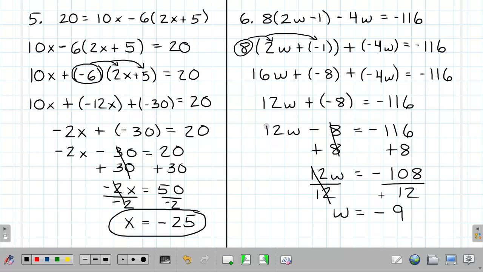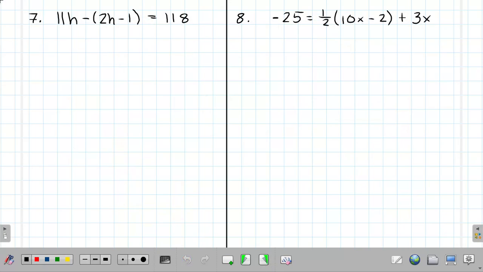This might be something you maybe should remember from your times tables, if you remember those back in 3rd or 4th grade. Okay, but like I said, it's not the end of the world if you don't know how to do 108 divided by 12. I do not mind if you use a calculator to check yourself with that, okay? But the answer there is negative 9. Once again, I wrote it as a sum, distributed, combined my like terms, and then solved the resulting two-step equation.